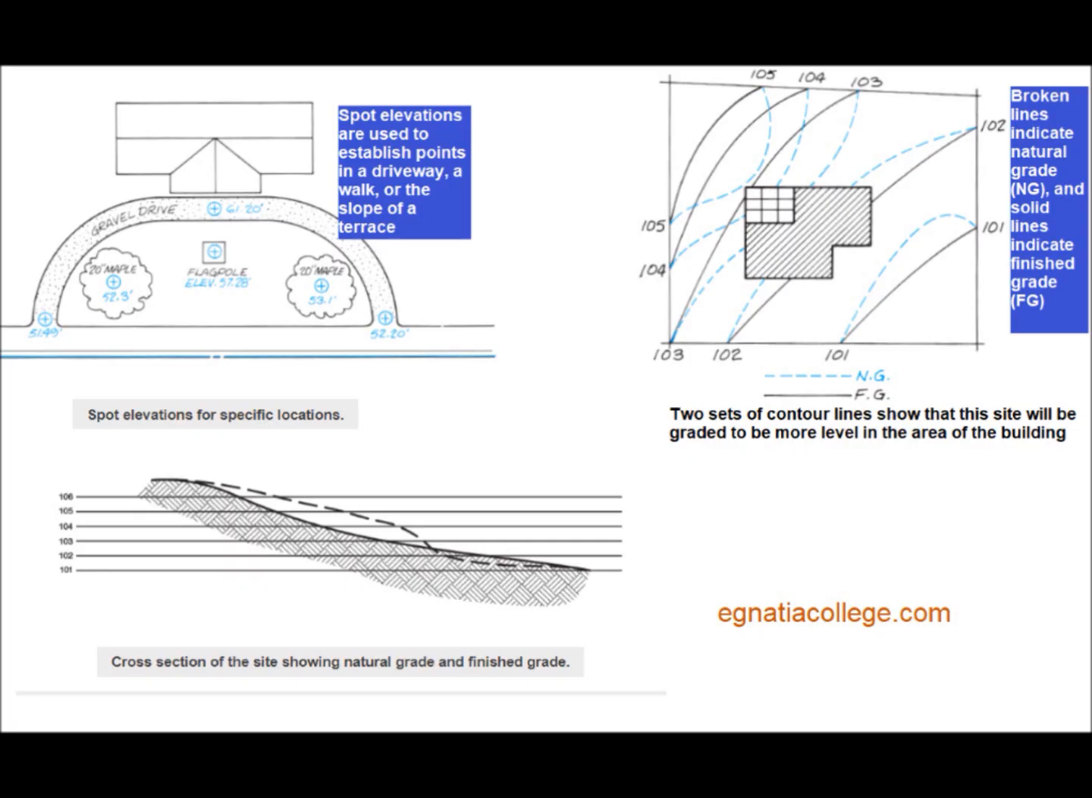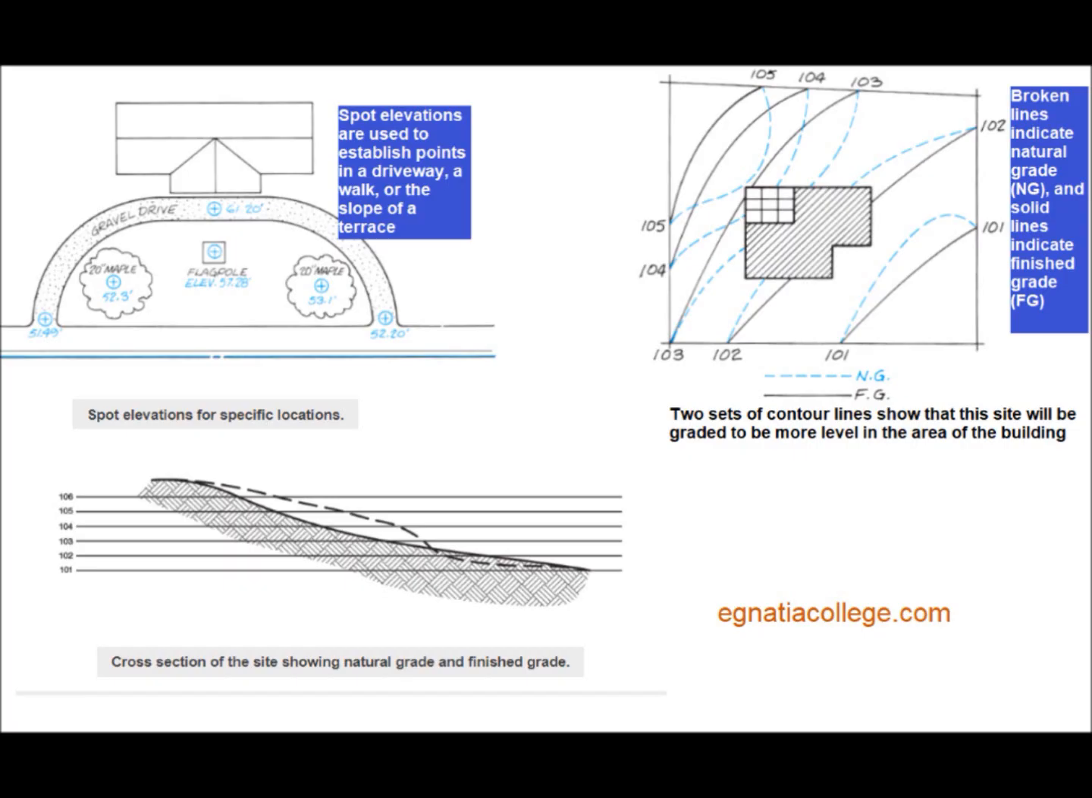When the slope is gradual, the contour lines are more widely spaced. The builder must be concerned with not only the grade or contour of the existing site, but also that of the finished site. To show both contours, 2 sets of contour lines are included on the plot plan. Broken lines indicate natural grade, NG, and solid lines indicate finished grade, FG.